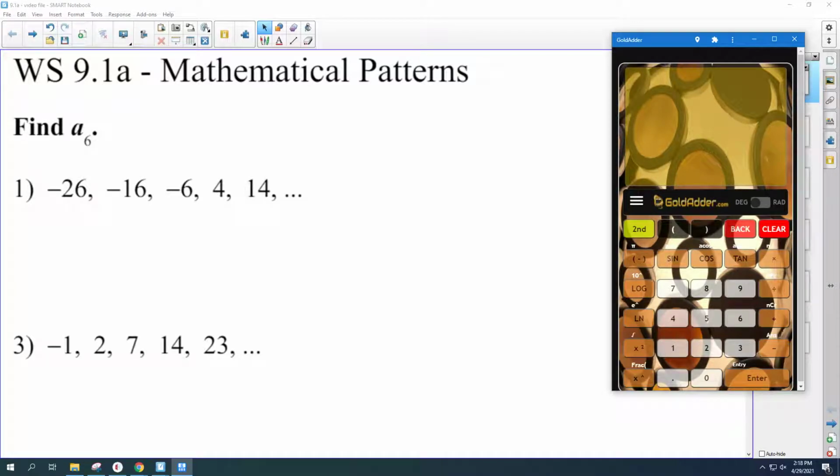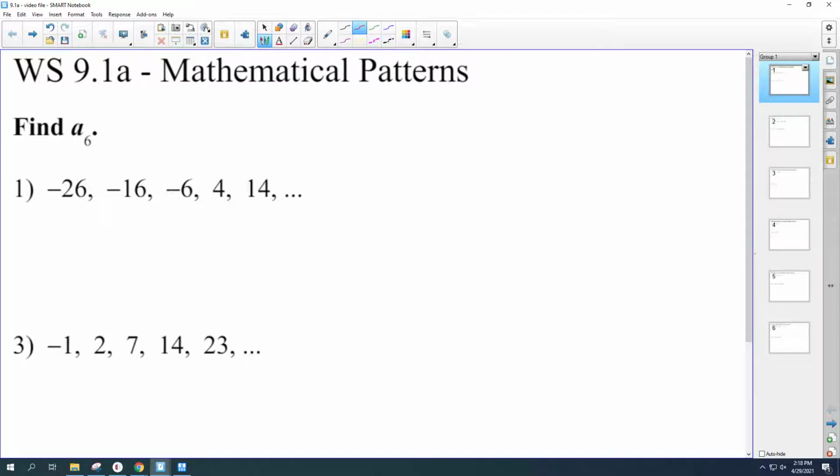9.1 is mathematical patterns, and we're going to be talking about sequences and series, but we need to get our feet wet first. First set of problems says find A6. When they say A6, all they mean is the sixth number in the pattern. 1, 2, 3, 4, 5, sixth. A6 is going to be the next number in this pattern, so we need to see what's happening there.